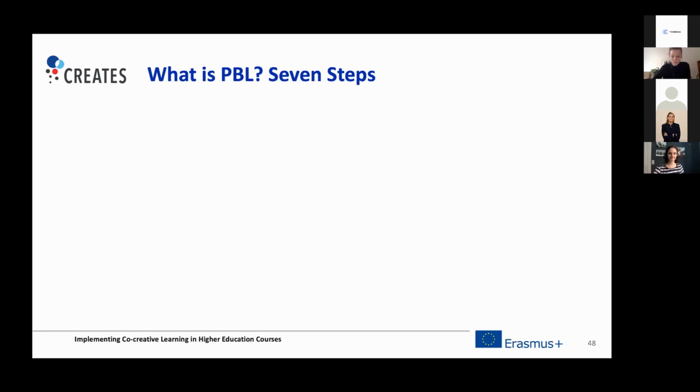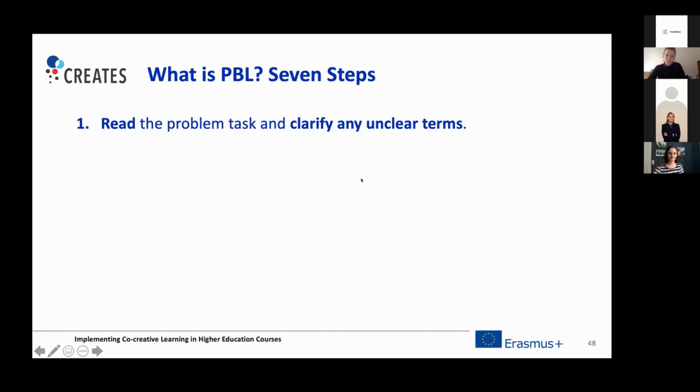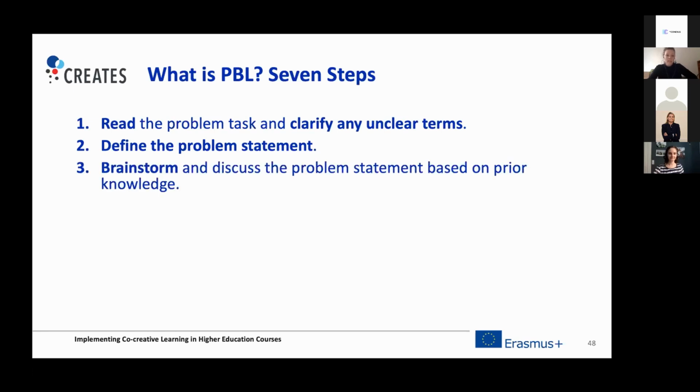And in the pre-discussion, you have the first 5 steps. So students receive the problem task, the problem description, and they begin reading the problem task and clarifying any unclear terms. They then define a problem statement. So the problem statement is usually a question that summarizes the main problem of the task. And then students proceed to brainstorm and discuss the problem statement based on prior knowledge.